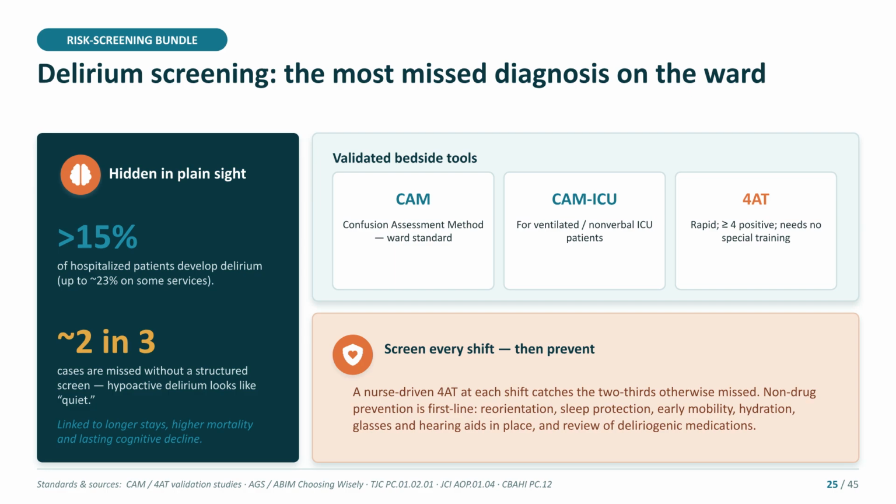Delirium is often the most missed diagnosis on the ward. Many cases, especially hypoactive forms, are overlooked. Using tools like the 4AT or CAM at every shift improves detection. Management focuses on non-drug interventions, including reorientation, sleep hygiene, and mobility, alongside reviewing potentially deliriogenic medications.